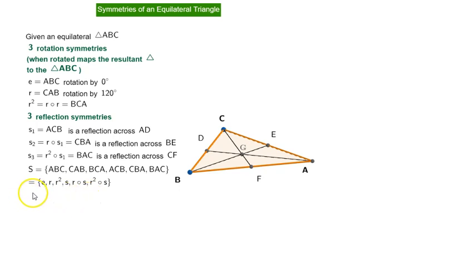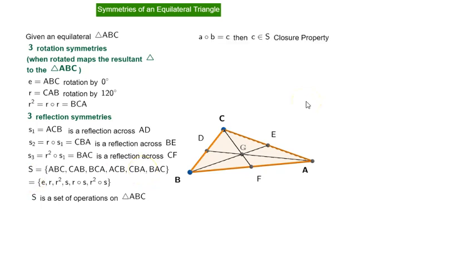And we can also write it as a set containing E, R, R square. Instead of S1, we can say S. Instead of S2, we can say R composition S. And instead of S3, we can write it as R square composition S. S is a set of operations on triangle ABC. Or that is with respect to this, we can say S is a set of permutations of the vertices.